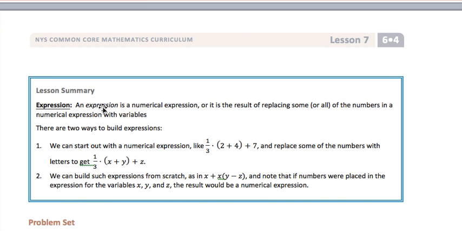Please remember that an expression is a numerical expression if all of the items in the expression are numbers. It's an algebraic expression if you add any variables. You certainly can replace some of the variables with numbers if you have the information to do that.